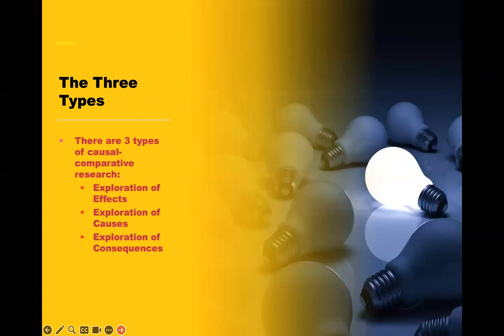There are three types of causal comparative research. One explores the effect of a particular program or the effects of a particular drug. The other explores the causes of particular results, as well as the consequences of certain things. So causal comparative research looks at effects, causes, and consequences.